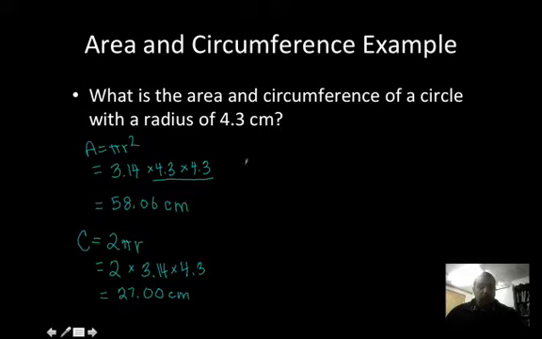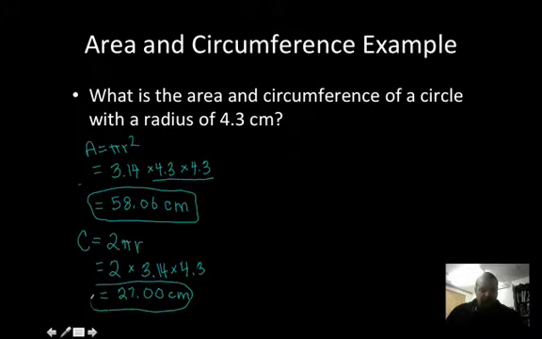So in both of these examples we had the radius of the same circle. The area of this circle is equal to 58.06 centimeters, and the circumference is equal to 27 centimeters. The unit for the area should be centimeters squared, not just centimeters.